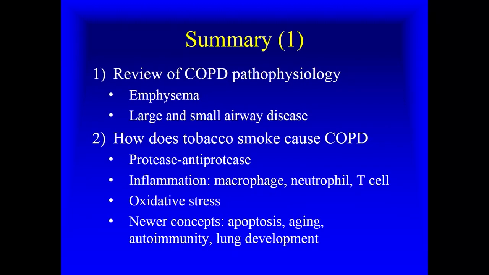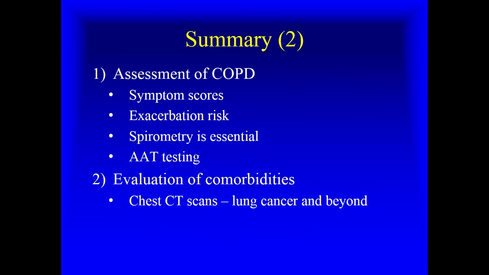So to summarize this lecture, we reviewed the pathophysiology of COPD, including emphysema and large and small airway disease. We discussed mechanisms of how tobacco smoke can cause COPD, the protease-antiprotease hypothesis, the importance of inflammation, including inflammatory cells such as macrophages, neutrophils, and T cells, how oxidative stress is important to both of the processes above, as well as newer concepts such as apoptosis, aging, autoimmunity, and abnormalities in lung development.